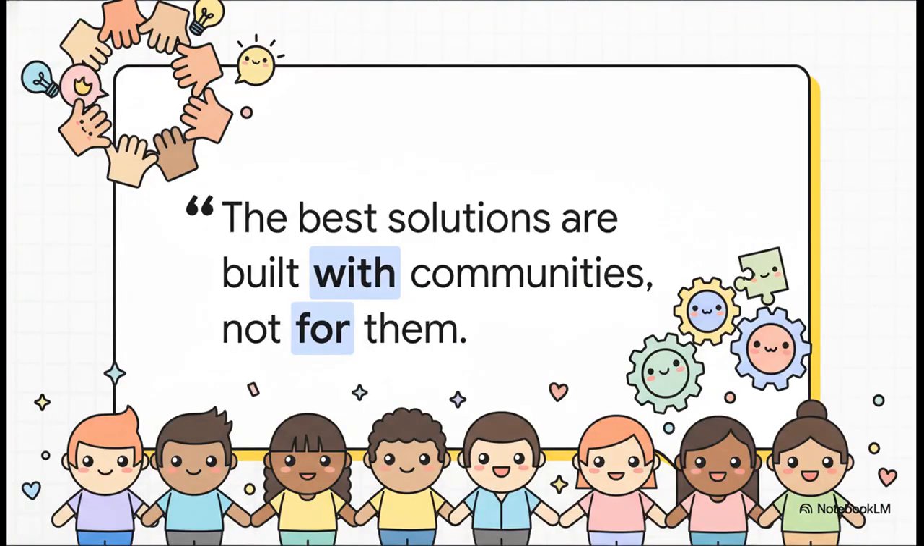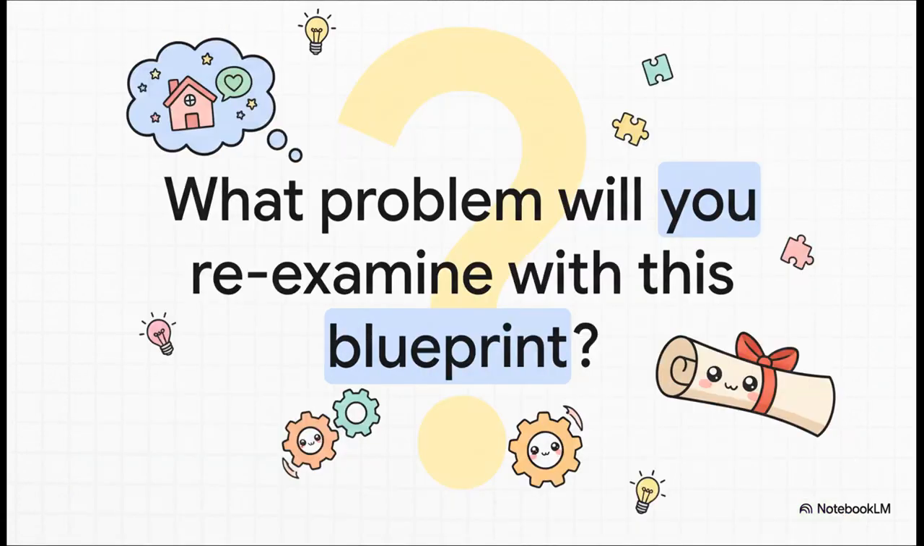And that really brings us to the big takeaway. The mantra that should guide everything you do if you want to create positive change. The best, most lasting solutions are built with communities, not for them. It's about being partners. So I'm going to leave you with a challenge. Think about a problem that you really care about. It could be in your job, in your neighborhood, or out in the wider world. How would you look at it differently now using this blueprint? What's one problem you're going to re-examine?